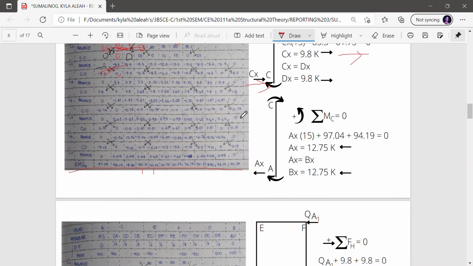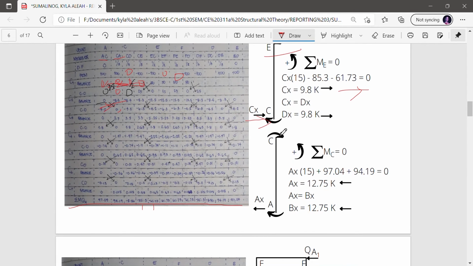So CX equals DX will be 9.8K. CX equals DX will be the same. CX and DX are equal because they have the same value on the frame. So DX is also 9.8K.